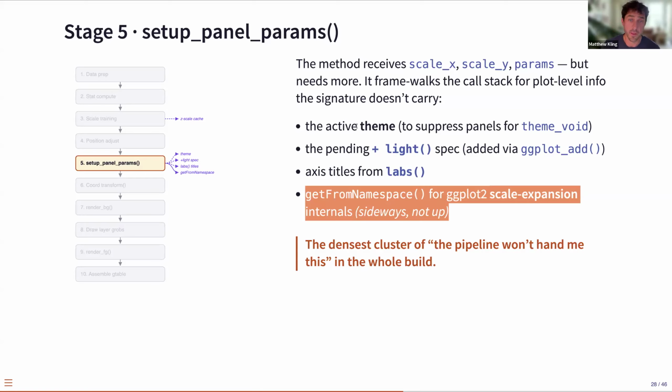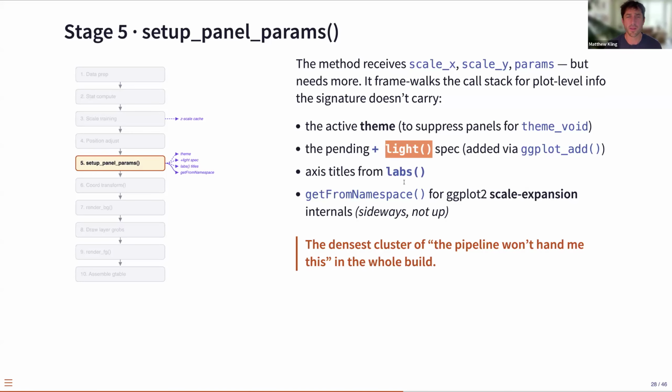I needed access to the theme from this location so that I could suppress the two-dimensional panel that would normally appear behind the data. I needed access to the light specification, which is another plot level thing, and the labels. Again, ggplot2 assumes that only certain pieces of information are needed at a given step in the pipeline. And if you don't need that information, you kind of have to find a workaround. And in my case, the workaround was frame walking, right?